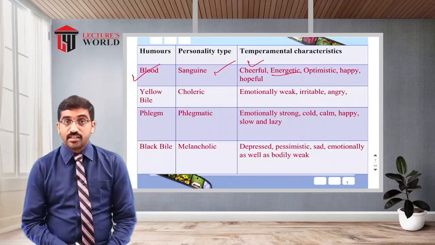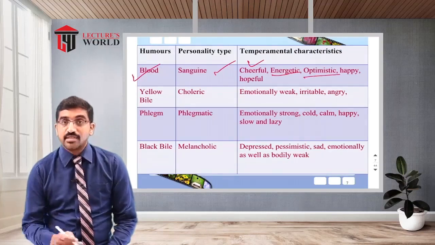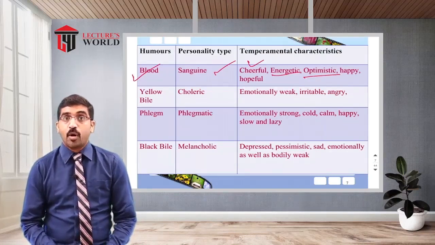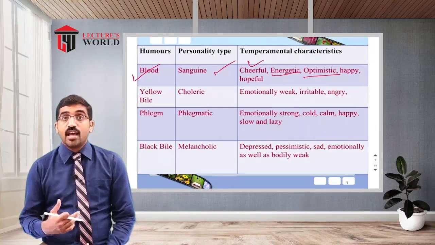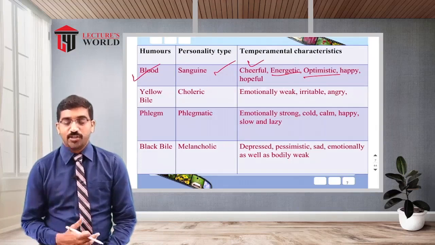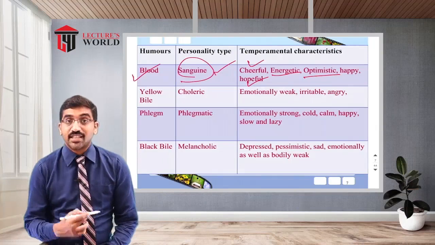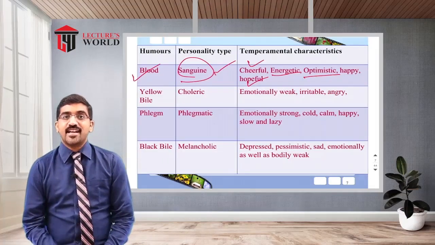Very cheerful, energetic, optimistic personality. Optimistic, as I told you in the class on emotions, means aashavadi. They have positivity towards everything in life. They are happy and hopeful. Their personality means they have good circulation of blood, so they are considered sanguine.